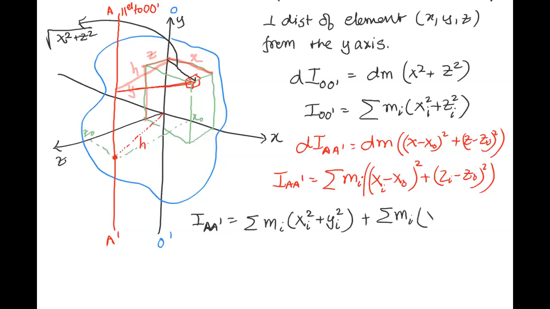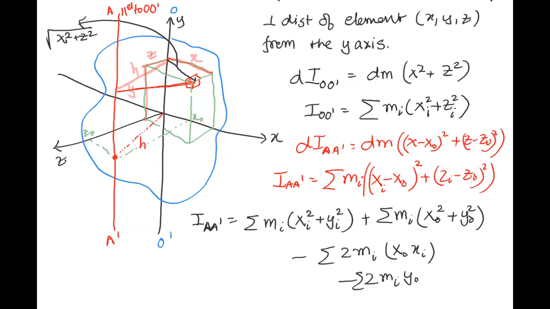summation of mi into x naught square plus z naught square minus summation of twice mi x naught xi, minus twice mi summation of z naught zi. कहाँ से लिख दिया मैंने, z naught. फिर ऊपर भी zi और z naught. y लिख दिया क्या मैंने? मुझे ही नींद आ रही लग रहा है. So this will be zi.